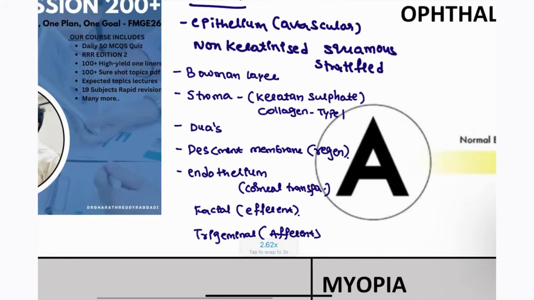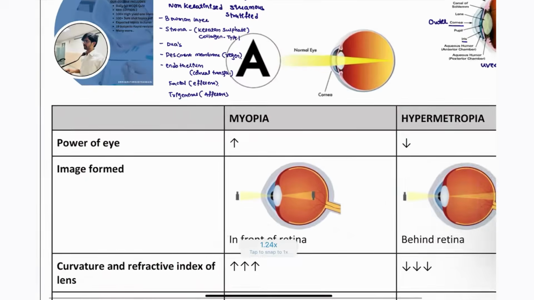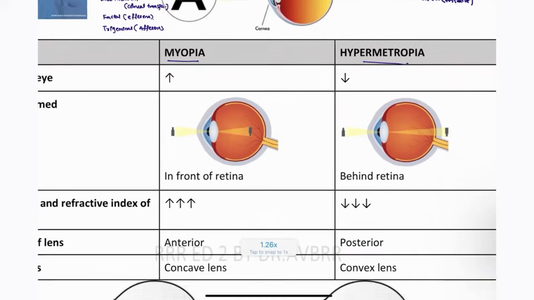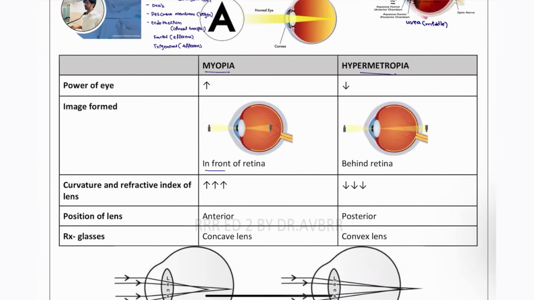Next, moving on to the diseases, we have two important ones: myopia and hypermetropia. In myopia the image forms in front of the retina, and in hypermetropia it forms behind the retina. The curvature and refractive power in myopia patients increase, and in hypermetropia patients they decrease.